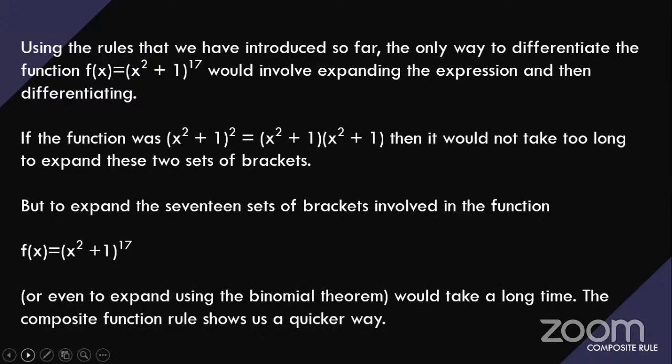Using the rules that we have introduced so far, the only way to differentiate the function f of x equals x squared plus 1 raised to the power of 17 would involve expanding the expression and then differentiating it. So if the function was x squared plus 1 raised to the power of 2, to expand it, we would have x squared plus 1 multiplied by x squared plus 1. This would not take long to expand, because it is just x squared plus 1 raised to the power of 2.